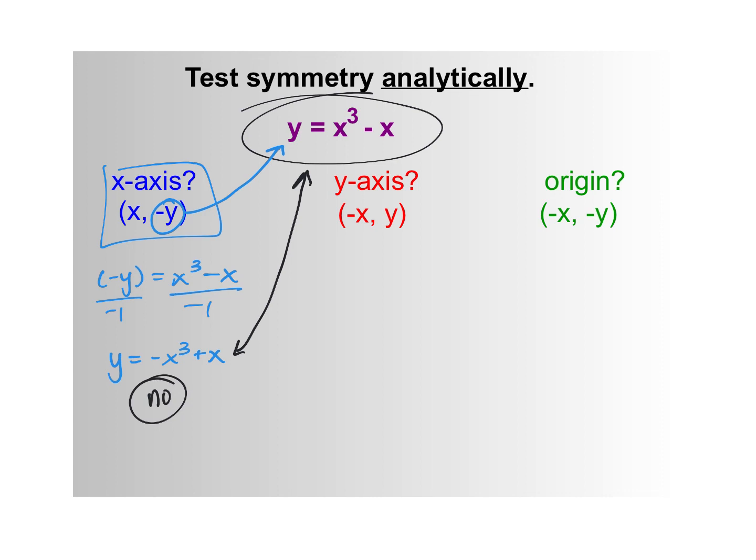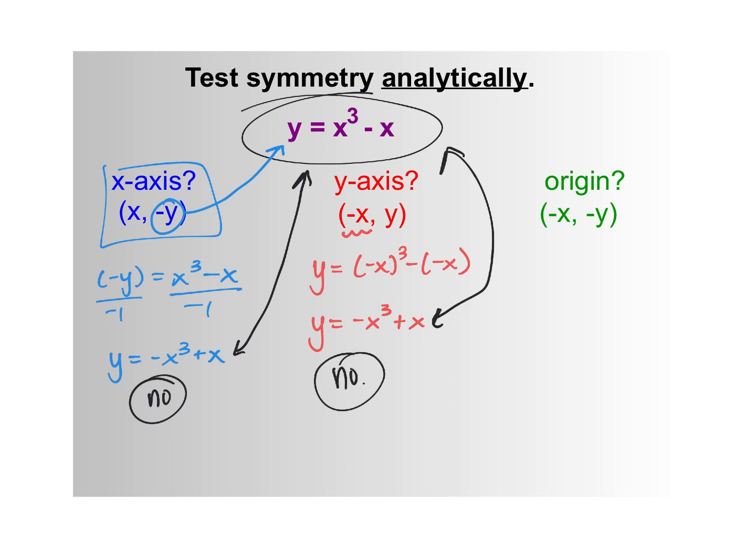I'm going to repeat this process for my other types of symmetry, but this time with y-axis symmetry, I'm going to replace x with negative x. My equation then would be y is equal to (negative x) cubed minus (negative x). I'm going to simplify solving for y. I already have y by itself and it's positive, so I'm just going to clean up this right-hand side. Negative x cubed is going to leave me with a negative x cubed. Minus a negative x leaves me with plus x. Comparing this to the original, they are definitely not the same, so no, this does not have y-axis symmetry.